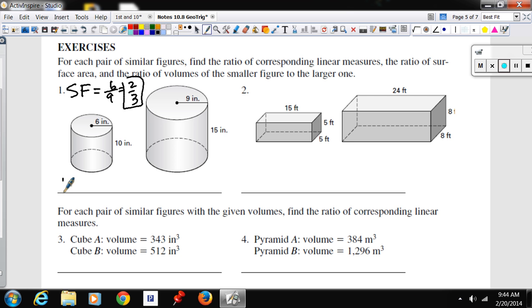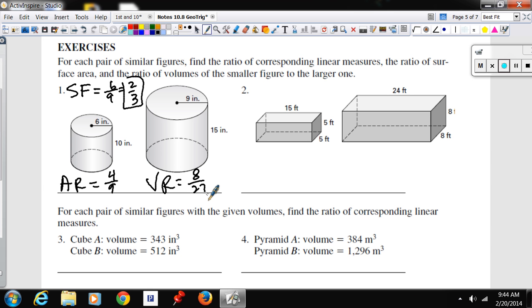Now, what's my area ratio going to equal? Square them both. 4/9. Good. You're going to square them both. You're going to get 4/9. Okay, what's my volume ratio? 2 cubed is 8. 3 cubed is 27. 8 over 27. That's your volume ratio.